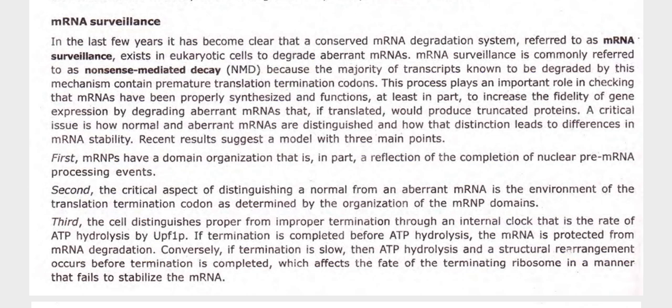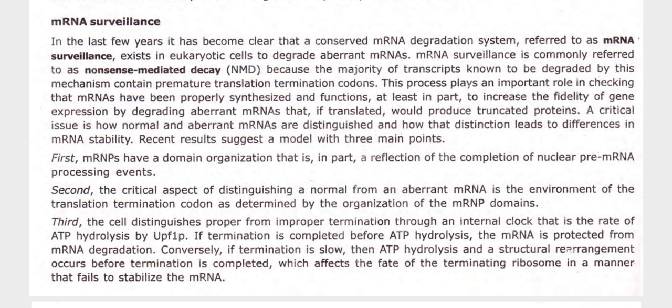First, mRNAs have a domain organization that is in part a reflection of the completion of nuclear pre-mRNA processing events. Second, the critical aspect of distinguishing a normal from an aberrant mRNA is the environment of the translation termination codon, as determined by the organization of the mRNP domains. Third, the cell distinguishes proper from improper termination through an internal clock, that is, the rate of ATP hydrolysis by UPF1p. If termination is completed before ATP hydrolysis, the mRNA is protected from degradation.